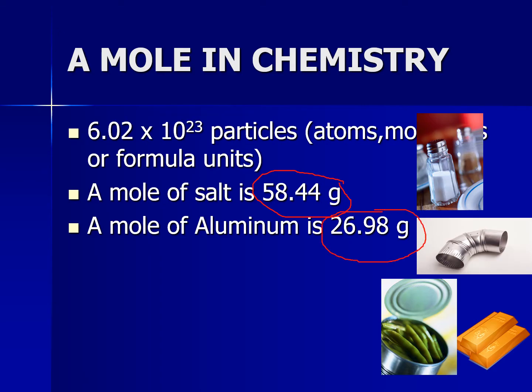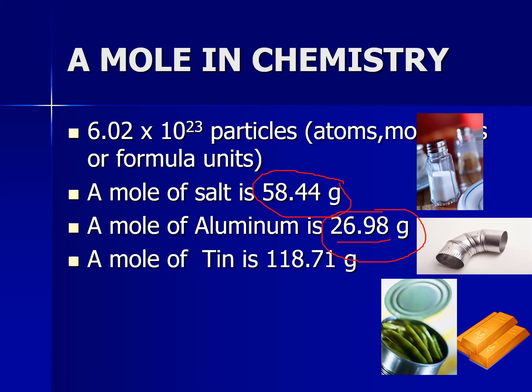Now, where does this number come from? This number comes from the periodic table. So find aluminum, which is number 13 on your periodic table, and you should see the number 26.98 in the box. A mole of tin is 118.71 grams. So if you find the box for tin on the periodic table, which is number 50, you will see 118.71. It will depend on where your periodic table rounded numbers, but it should be pretty close to that.